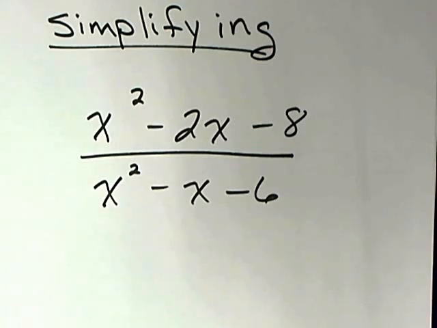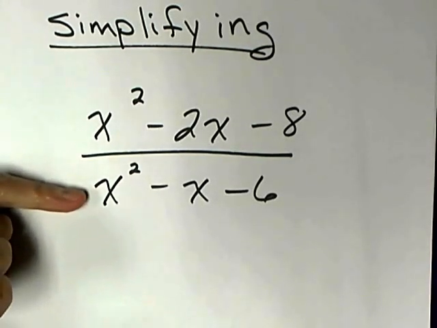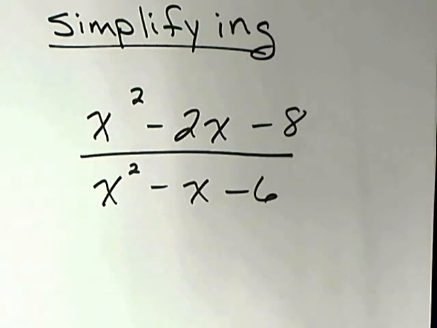To simplify a rational expression, and a rational expression simply means that you have your variable in the numerator and in the denominator. So since we have the variable in the denominator, this is a rational expression. In order to simplify it, we need to remember that we cannot cancel terms, that we can only cancel factors. Terms are the stuff that's being added or subtracted, and factors are the stuff being multiplied.